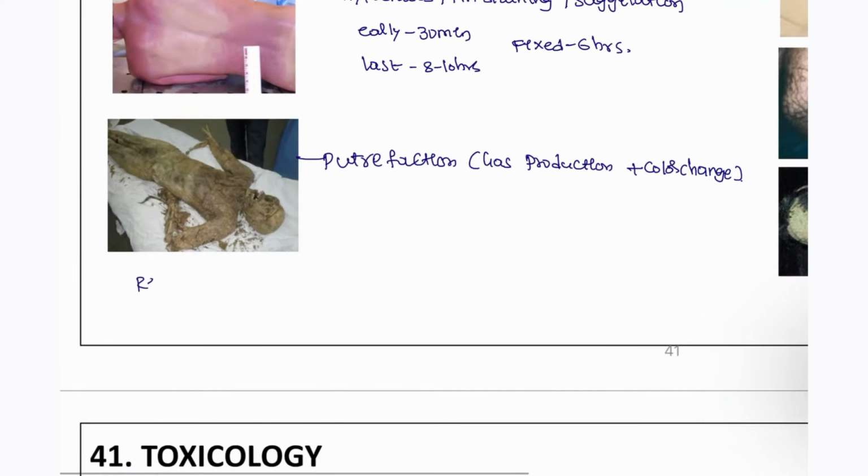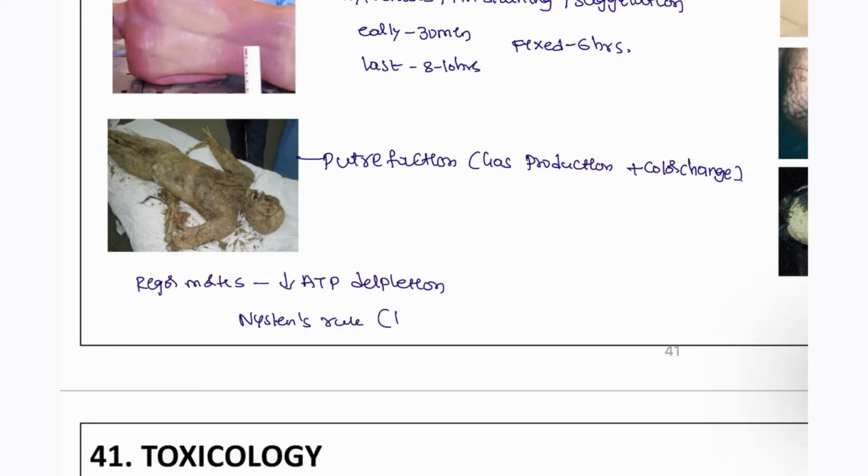Next, other one, rigor mortis. Okay, rigor mortis, there is decreased ATP. The patient is going to become stiff, due to the ATP depletion. Okay, muscle stiffening. So it is going to follow Nysten's rule. For example, it will start from the eyelid and then it will end in the lower limb. This is known as Nysten's rule.